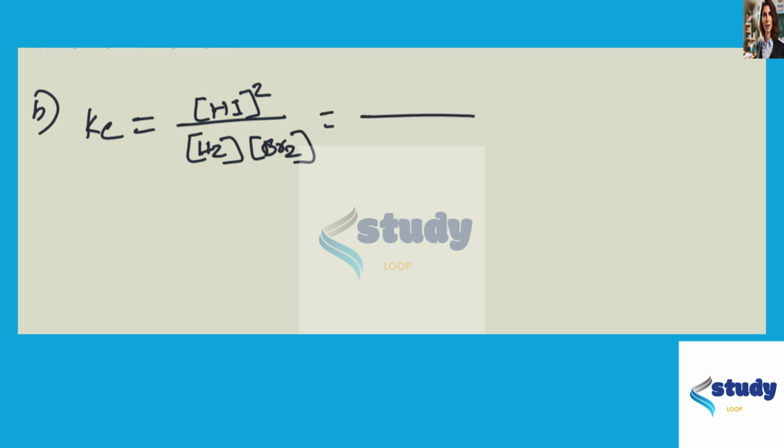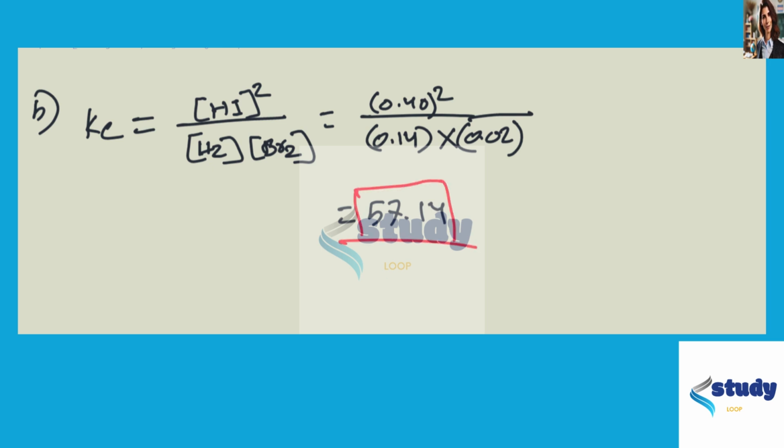So the values we have already calculated, so it will be 0.40 square, which is the equilibrium concentration of HBr, over 0.14 times 0.02, and from here we can get a value of 57.14, and this is the Kc value for this reaction given.